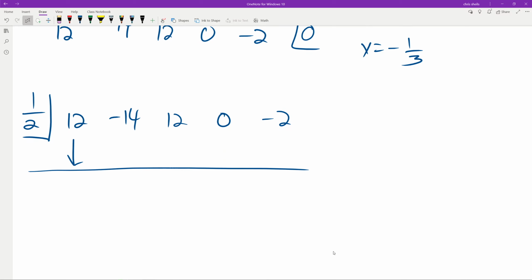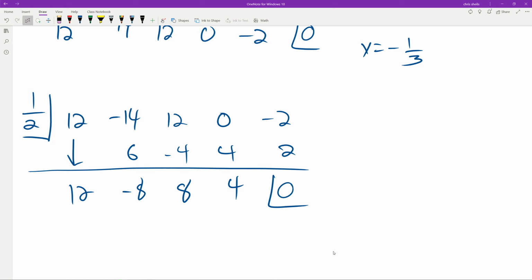let's see. 12 comes straight down. 12 times 1/2 is 6. Negative 4 plus 6 is negative 8, times 1/2 is negative 4. 12 plus negative 4 is 8, times 1/2 is 4, plus 0 is 4, times 1/2 is 2, plus negative 2 is 0. Yeah, so I have x equals 1/2 with multiplicity 2.